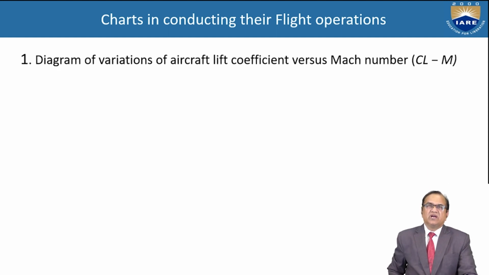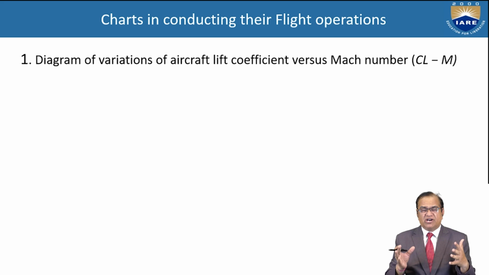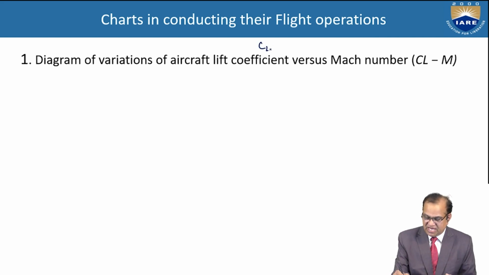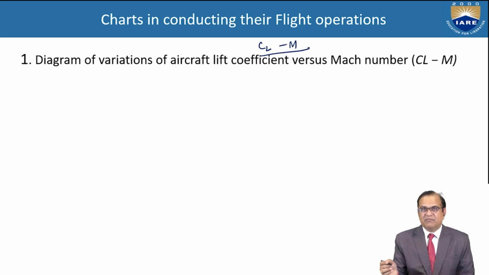Charts in conducting their flight operations. So first one is the diagram of variation of aircraft lift coefficient versus the Mach number. There are a few very important charts which are used for aircraft design and for aircraft operations. First one is the diagram of variation of aircraft lift coefficient, CL. This is the CL and the other is Mach number: CL versus Mach number or CL versus velocity.